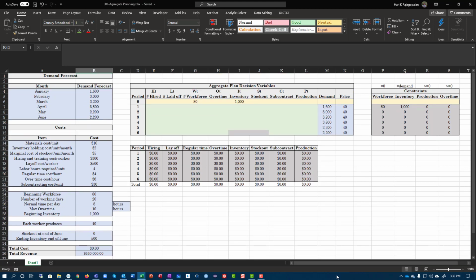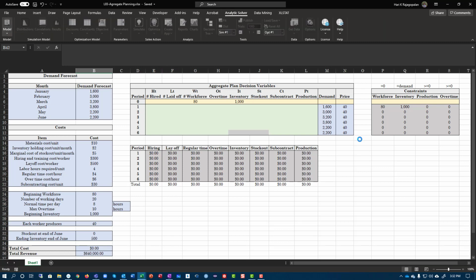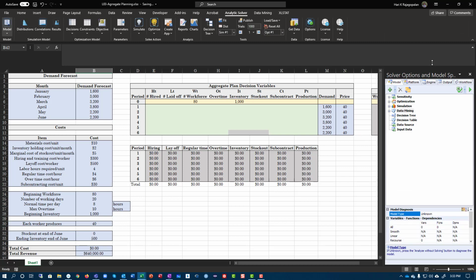And with this, you are done with setting up the Excel file, and now it's time to go to the Analytics Solver to set up the solver model so we can run this.